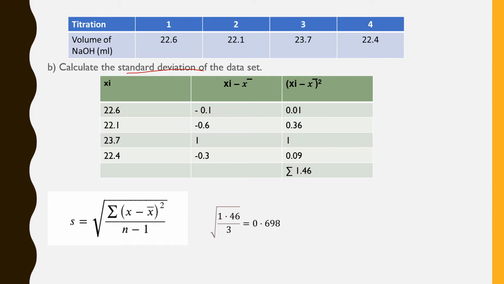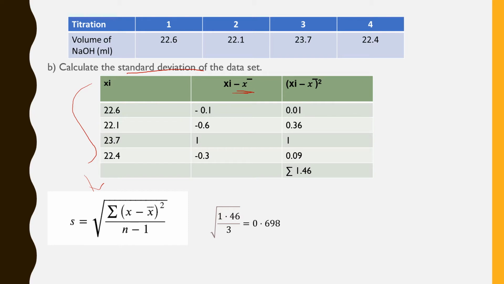To calculate the standard deviation, usually we use the formula: S equals the square root of the total of deviation squared over n minus 1. An easy way to find the deviation is to use a table. Here xi means the x for the data of titrations 1, 2, 3, and 4. Titration 1 is 22.6, titration 2 is 22.1, titration 3 is 23.7, and titration 4 is 22.4. Then we subtract the mean from each value. In question A, we already found the mean.